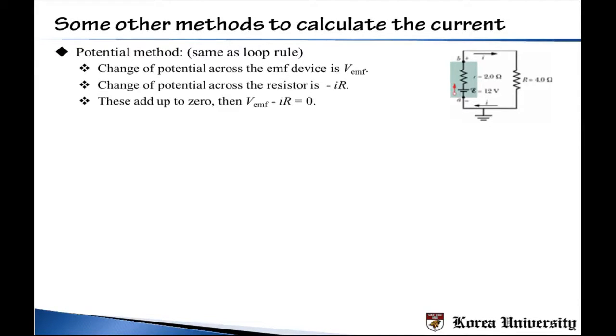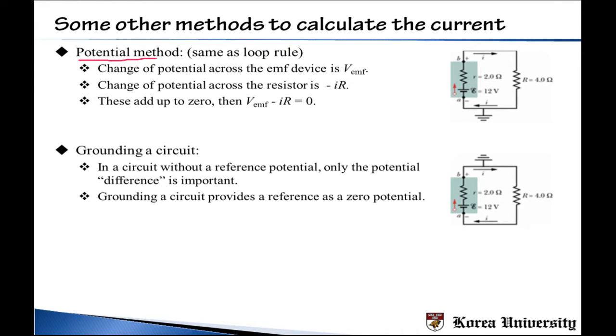Okay, and there is another method to calculate the electric current, which is called the potential method, but it is in fact the same as a loop rule. Okay, there's nothing new, and it's written here just because many textbooks deal with it, so I'm not going to read it, so please read it by yourself. But there's another thing we have to discuss, which is more important, and it is about the grounding a circuit.